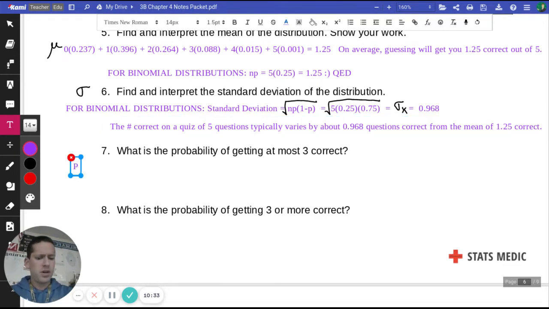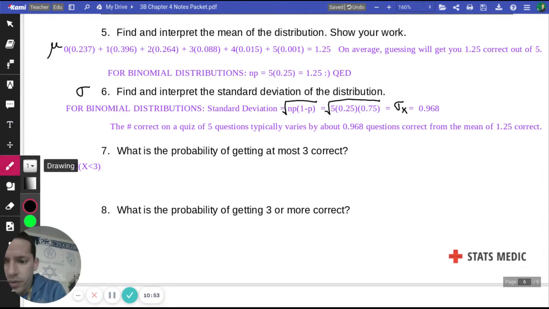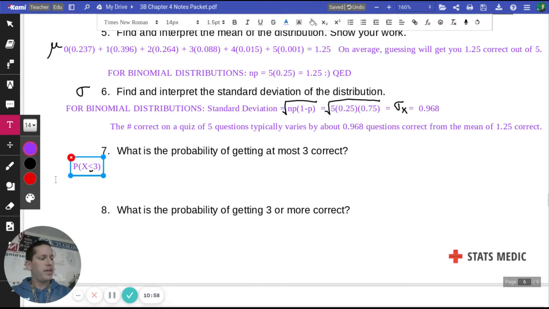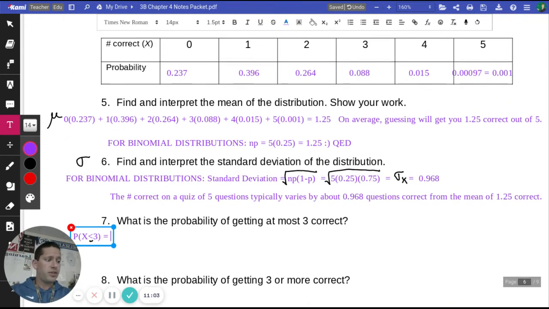Christmas shopping, I'm sure. So we want the probability of getting at most 3 correct. So at most 3 correct is going to be getting 0 or 1 or 2 or 3. So that's going to be x is less than or equal to 3, because we want to include 3 there. So we have the probability that x is less than or equal to 3, and we're just going to add up all those probabilities. Got the 0.237, got the 0.396, the 0.264, the 0.088.